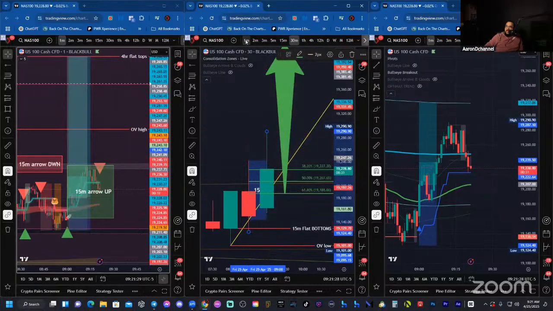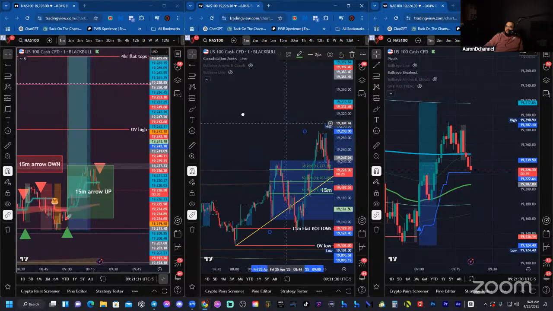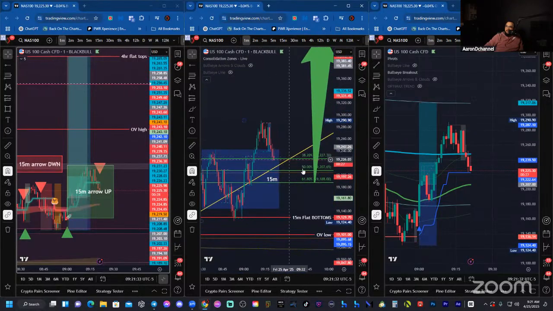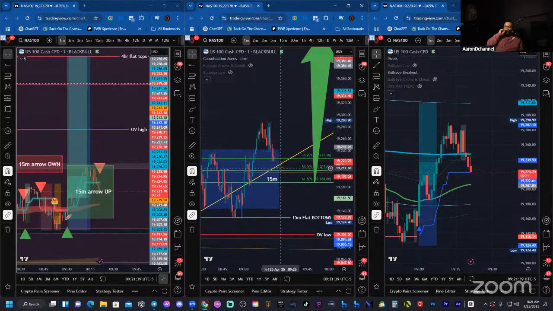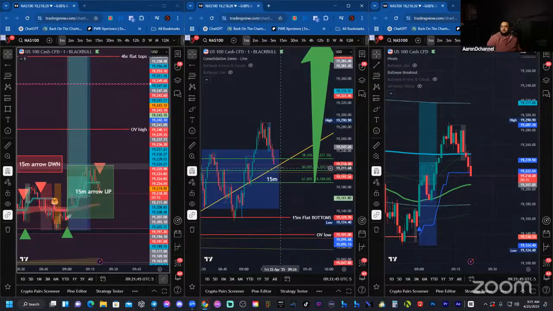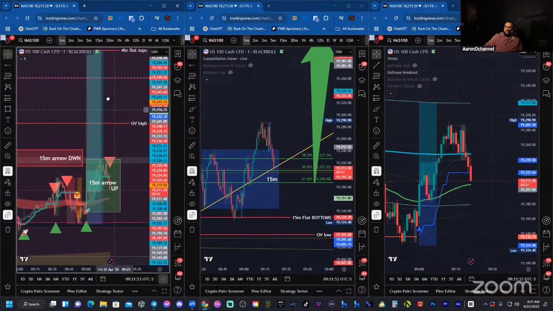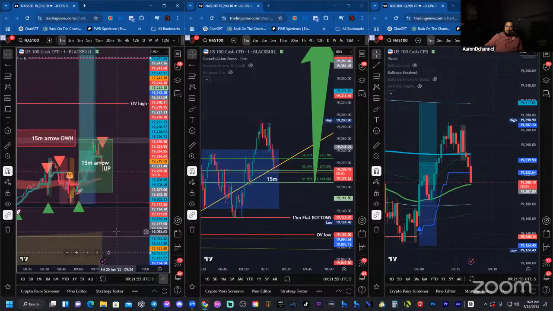All right, so now we are touching the first fib level here. Let's see if we get a reaction here off the midpoint. And if we get a reaction here off of the midpoint, reason to buy. What would be a reason to buy? A green arrow up. Just for a little bit more confluence to the up. Now, could we take this down to the 15-minute cloud? Yes.